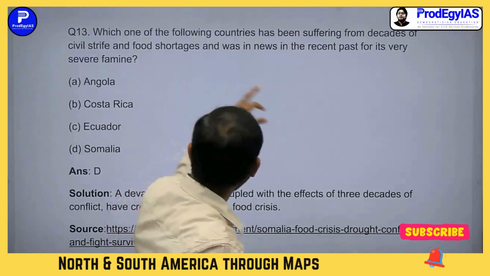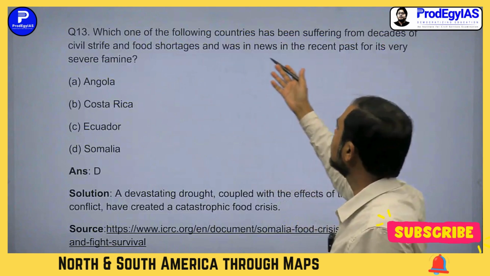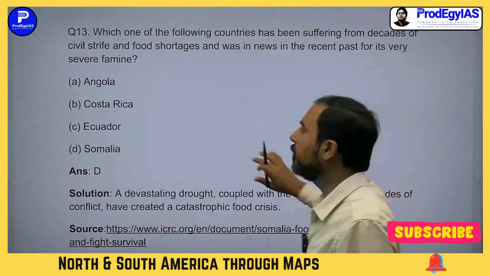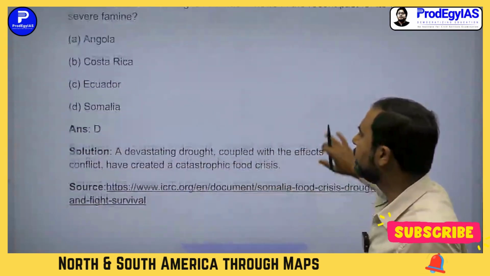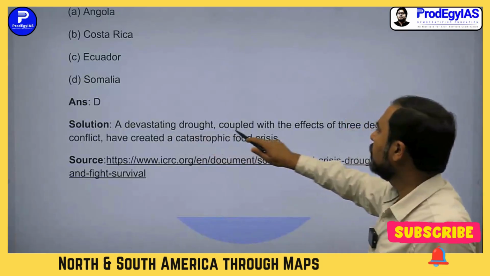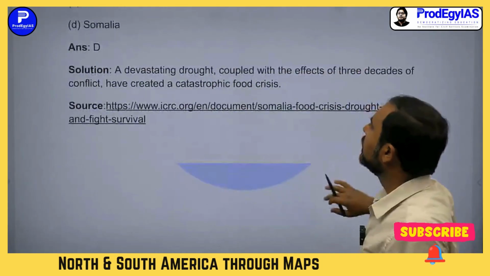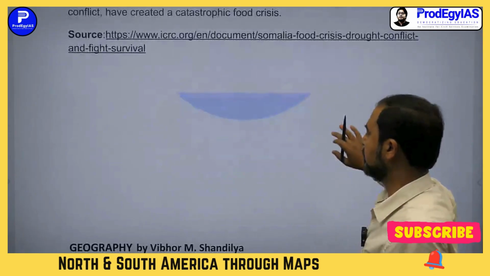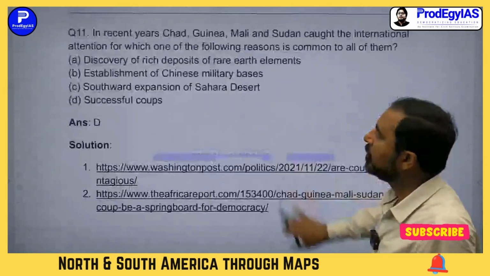Okay. So which one of the following countries has been suffering from decades of civil strife and food shortages and was in news in the recent past? The same type of question. It was Somalia. Right? Because a devastating drought coupled with the effects of 3 decades of conflict has created a catastrophic food crisis over there. So they were the questions from this.